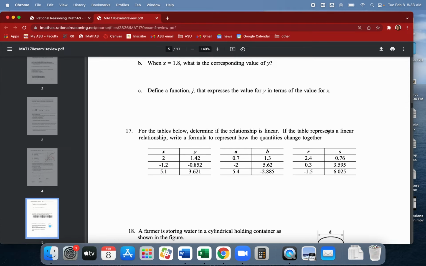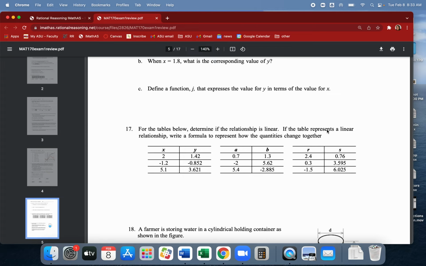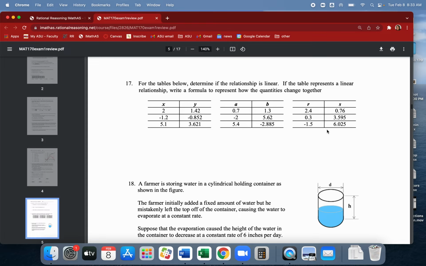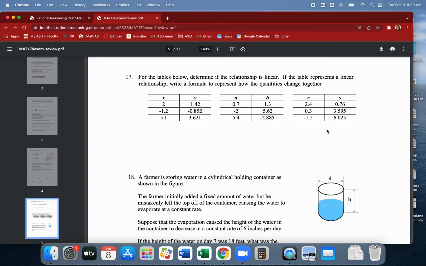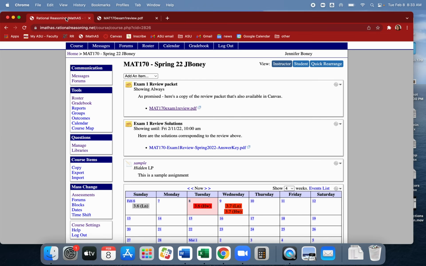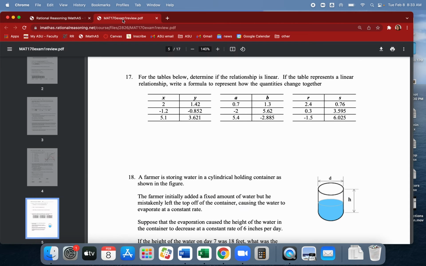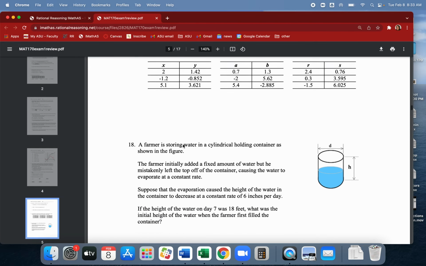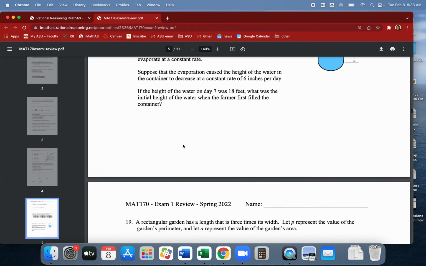Let's see. I did just post the solutions to all these questions also. If you're interested in those, they're located in the module directly below where this review packet is in iMath. A bunch of problems in here.